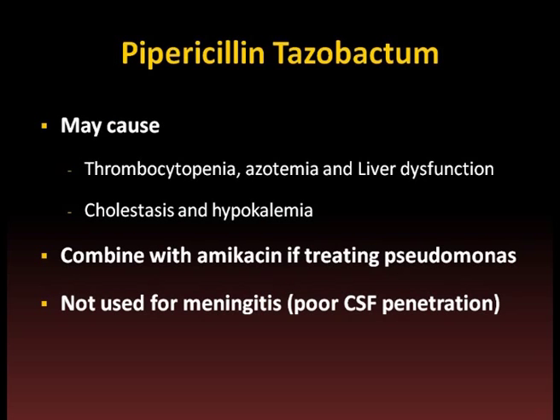Piperacillin Tazobactam, this is one of the commonest antibiotics used now in the NICUs. But remember that Piperacillin Tazobactam can cause thrombocytopenia, azotemia and liver dysfunction, which themselves could be signs of infection. So it might be difficult to differentiate the drug side effect from the infection, and Piperacillin Tazobactam can also cause cholestasis and hypokalemia as side effects.